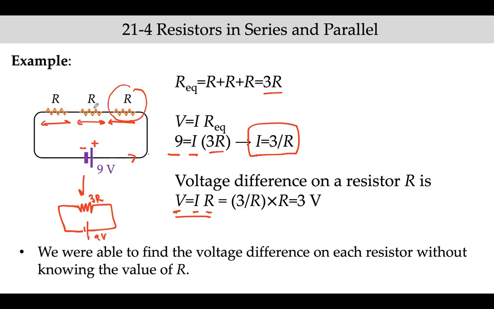Resistances, in principle, can be different, but here in this problem they are also the same. So for this one, the voltage will be the current, 3 divided by R, which we found here, multiplied by the resistance, which is R, which will give you 3 amperes, sorry, 3 volts. So the voltage on this one is 3 volts. Same thing here. The current is the same, 3 divided by R. The resistances are the same. Multiply them with each other, and you will get again 3 volts. And also 3 volts here.